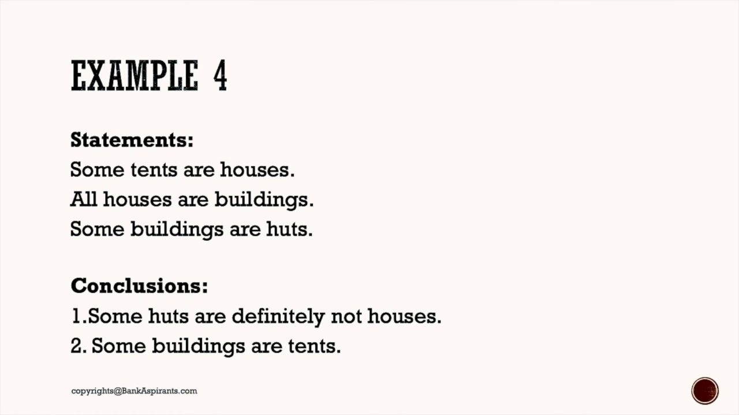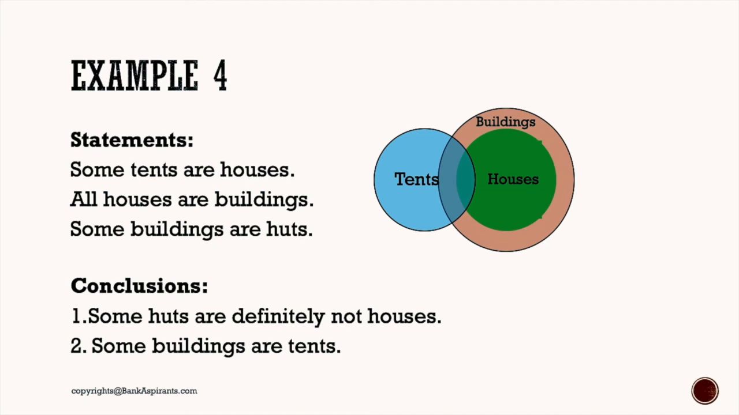Like possibility, how we say possibility, same with definitely. Definitely means if it is 100% correct, we are going to say it is definitely. Okay. So some huts are definitely not houses. So first of all, let's draw a diagram for this. Some tents are houses, all houses are buildings, and some buildings are huts. Now come to the conclusion. Some huts are definitely not houses. So from the diagram itself, we know.